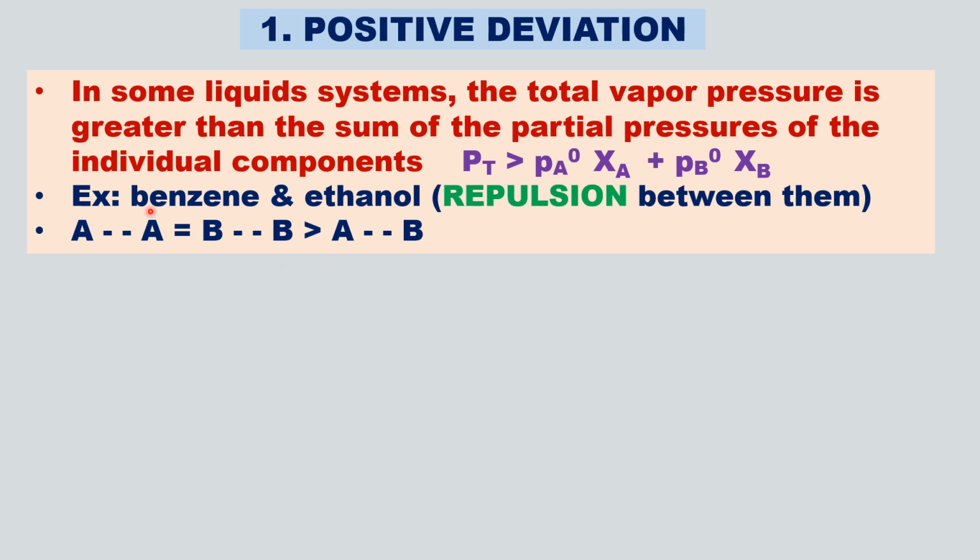Okay. So, as you see, the interaction between A and A is equal to the interaction between B and B, but they are greater. The interaction between A and B is less, because this is aromatic, organic, non-polar, and this is polar. There is repulsion between them.